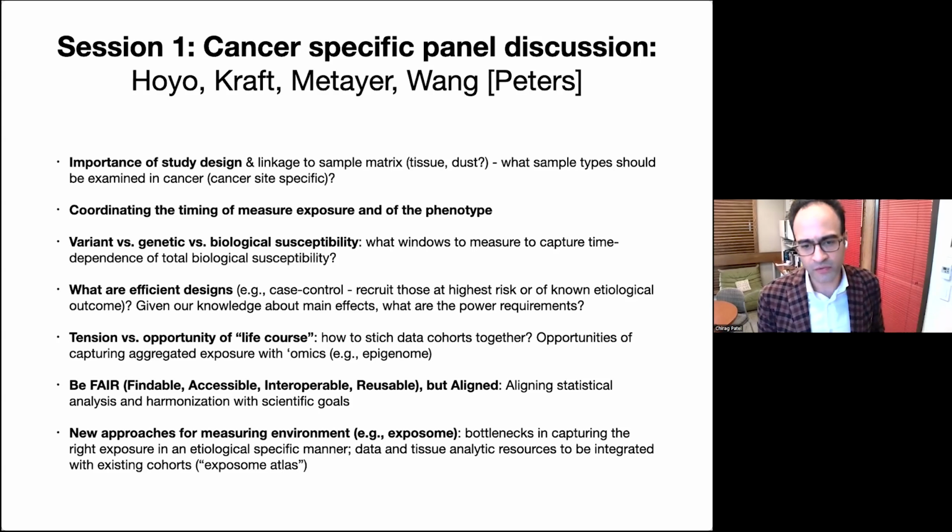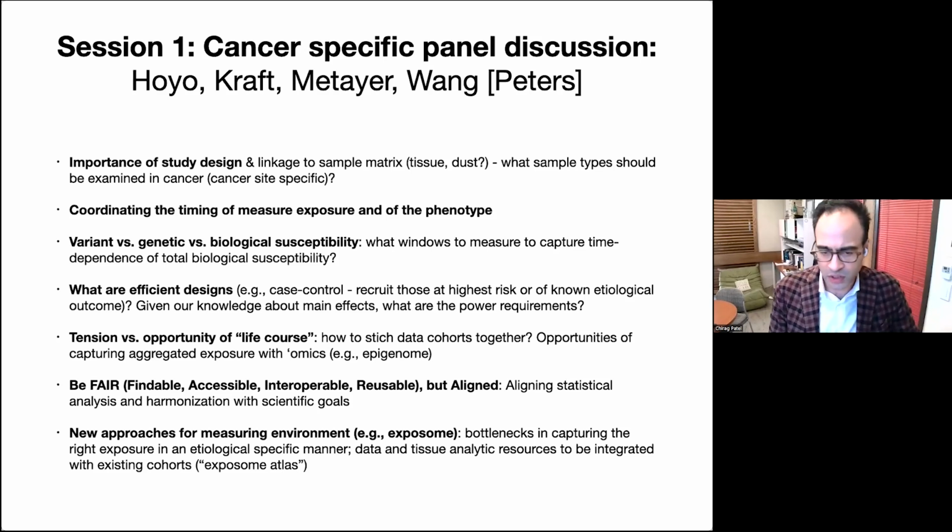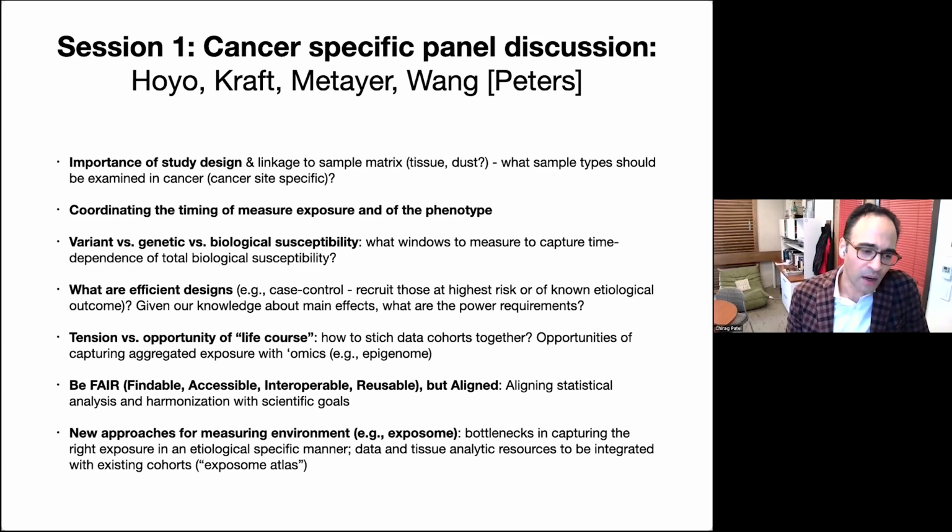And given our knowledge about main effects, what are the power requirements for doing these types of studies? There's a tension versus opportunity of the life course. So as we said, there are these exposures and multi-omics that change over time. So we need to potentially become more efficient and stitch these data sets together to create these opportunities. We need to be FAIR, have our data sets findable, accessible, interoperable, reusable, and there are efforts from NIH to help us do this as investigators. But we need to align those approaches to our statistical analysis and harmonization procedures with practical scientific goals.